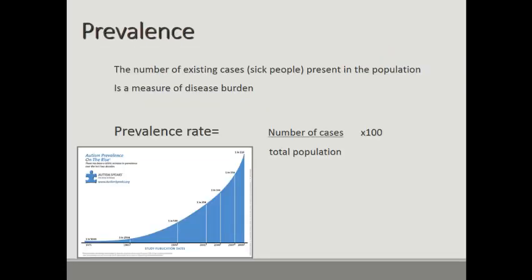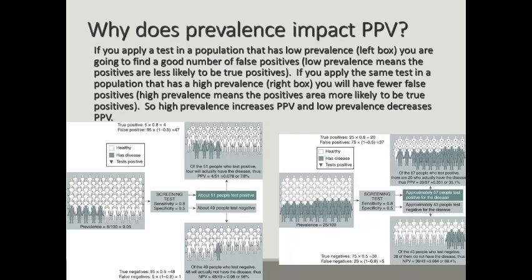Prevalence, that we just talked about a minute ago, is the number of existing cases or sick people in the population. It's a measure of disease burden. Populations that have a high prevalence of a disease are much more burdened by that disease than those who don't. The prevalence rate is determined by taking the number of cases over the total population and multiplying it by 100. When prevalence rates go up, there is a higher level of disease burden in that population.